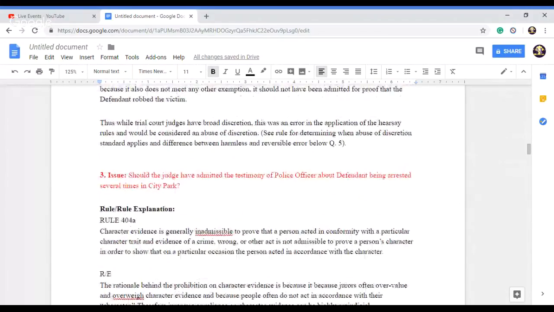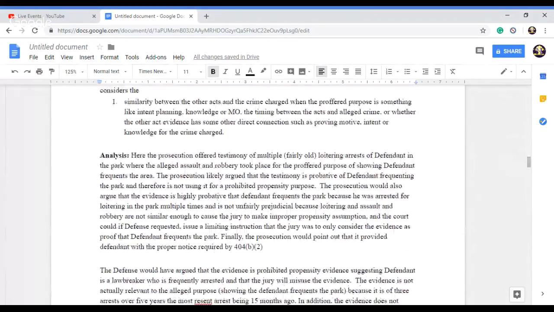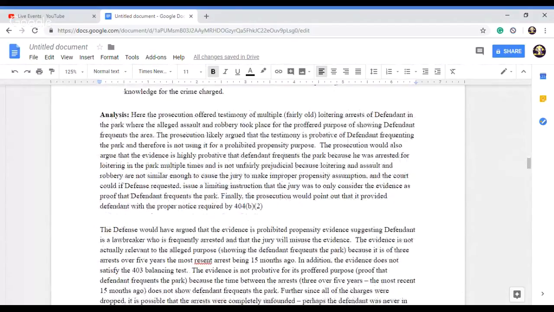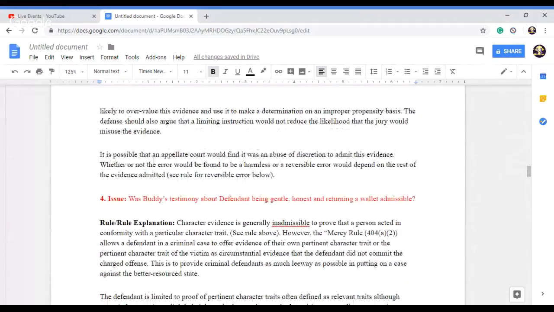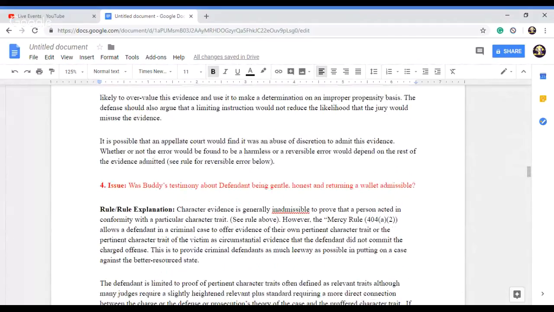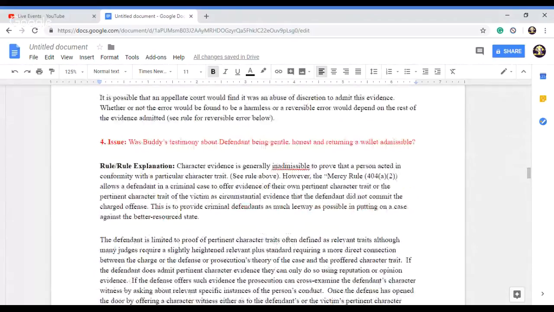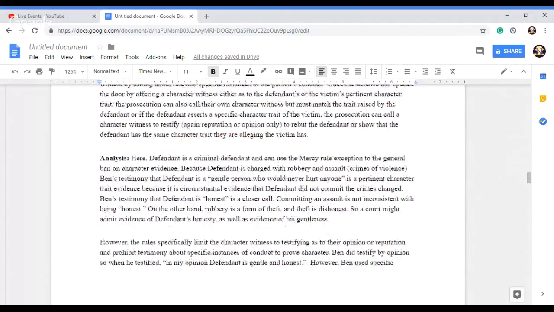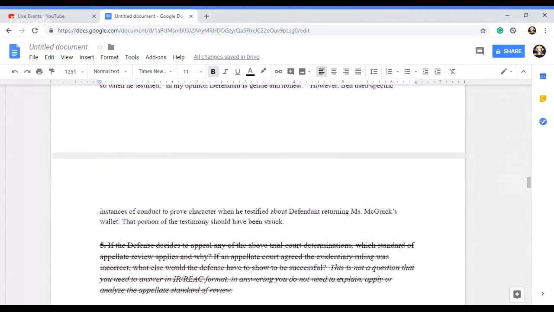And again, we've looked at rule and rule explanation, the rationale behind the rule. We've also learned how to trigger a rule explanation by letting the professor know what we're talking about by saying "the rationale is." So now we're going on to the fourth issue in the first essay, which is: was Buddy's testimony about the defendant being gentle, honest, and returning the wallet admissible? This is going to be the last one we do. Then I'll leave essay 2 to you.